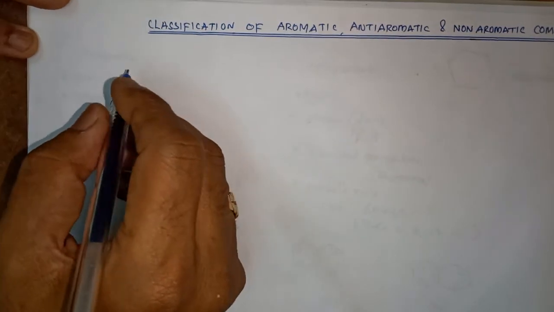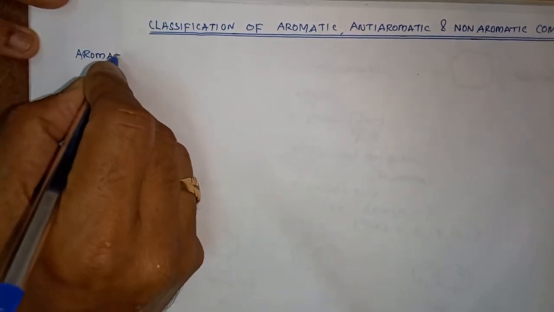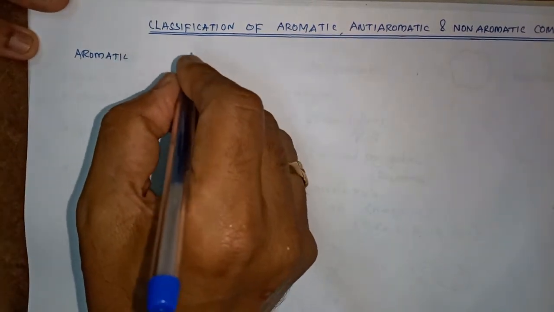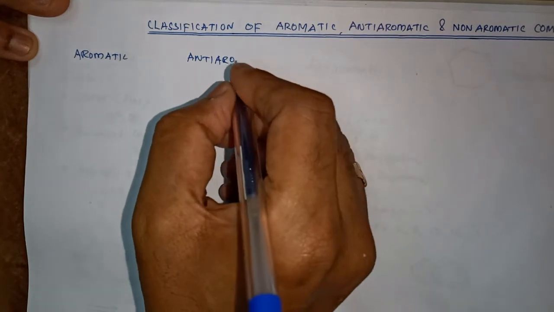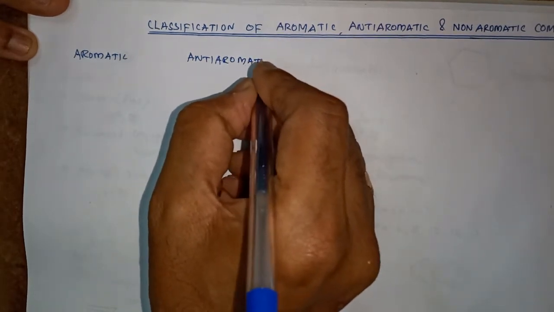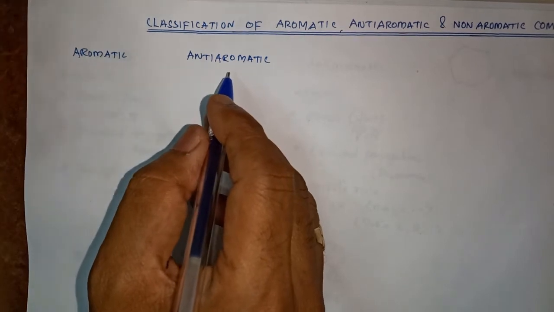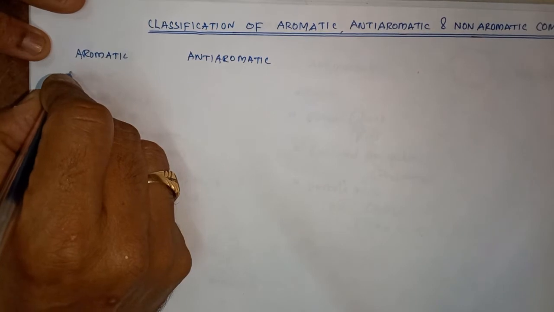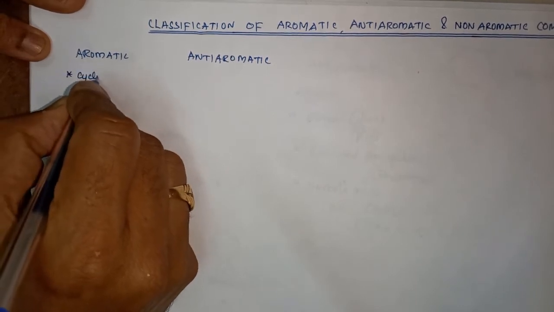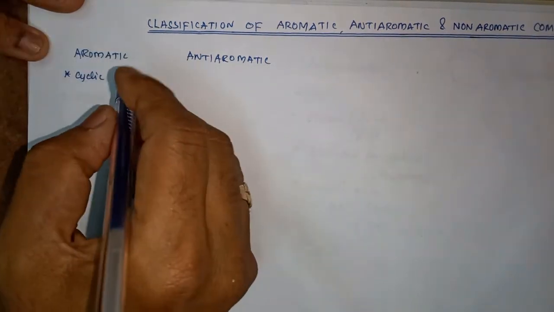What are the conditions? I take here aromatic and anti-aromatic compounds. Three conditions are the same for both of these. First, the compound must be cyclic. What is called cyclic? Cyclic means a ring structure.